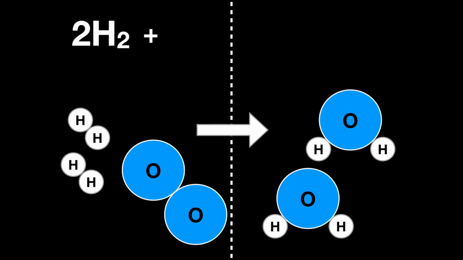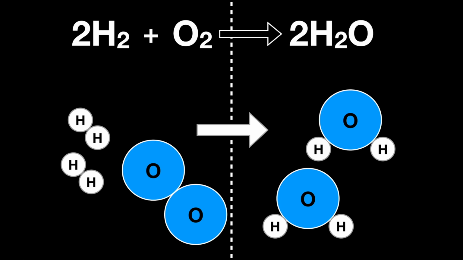So the way we would write this out is 2H2 plus O2 is going to react to form 2H2O. Everything on the left we're going to call our reactants, and everything on the right we're going to call our products. So let's delve into what the numbers mean to better understand this.